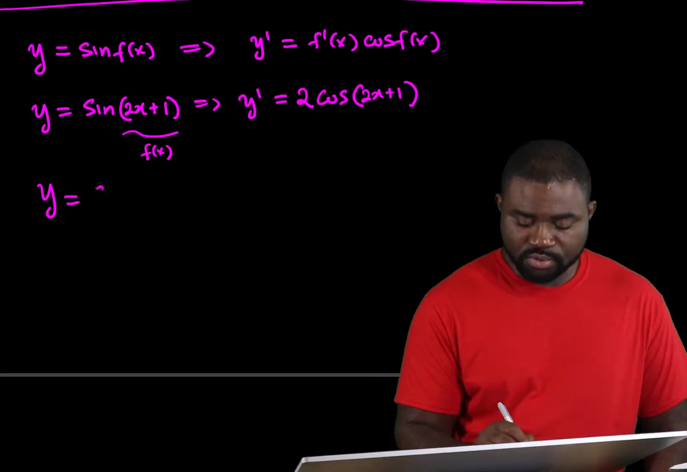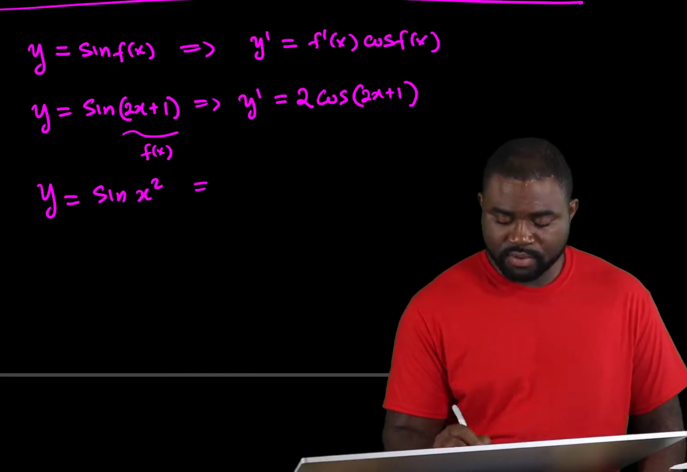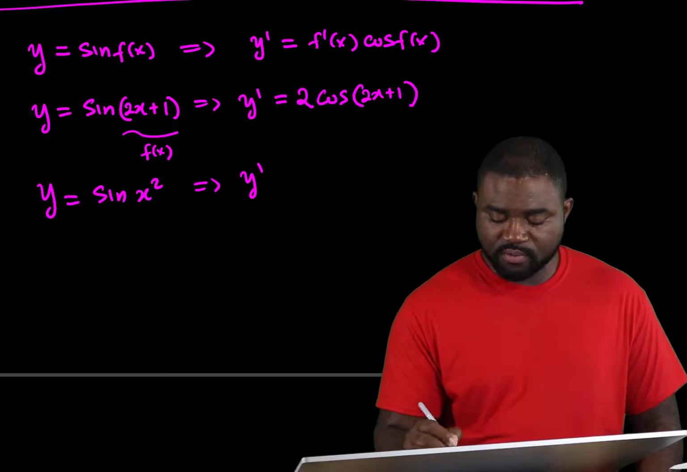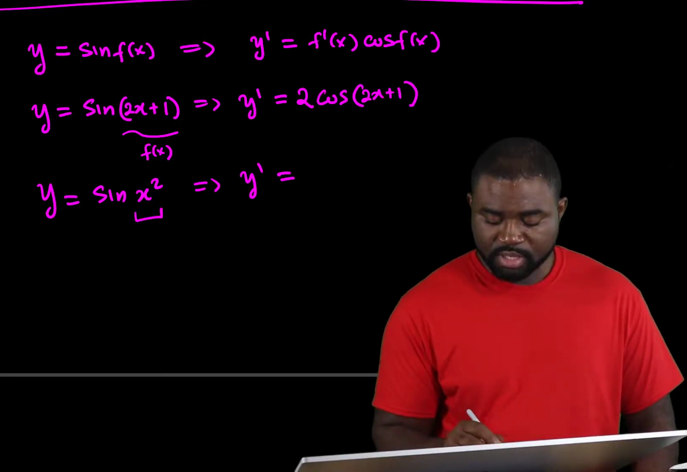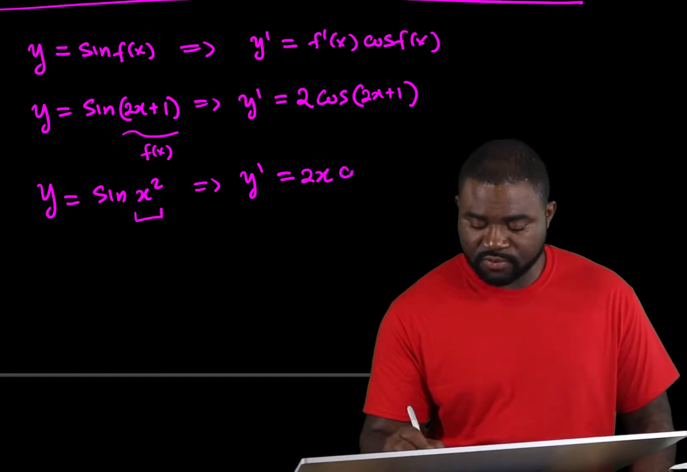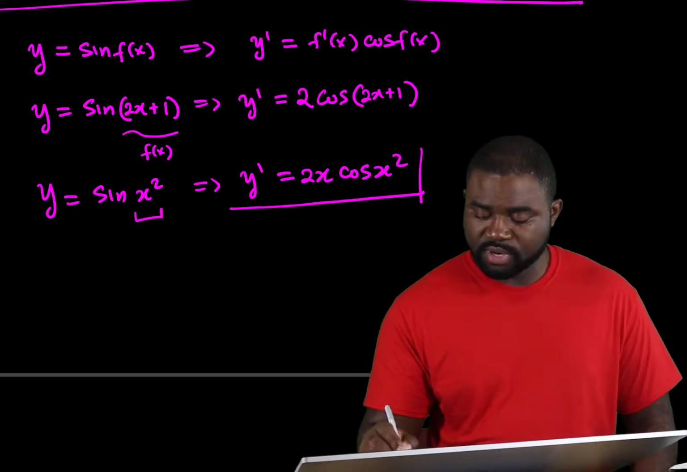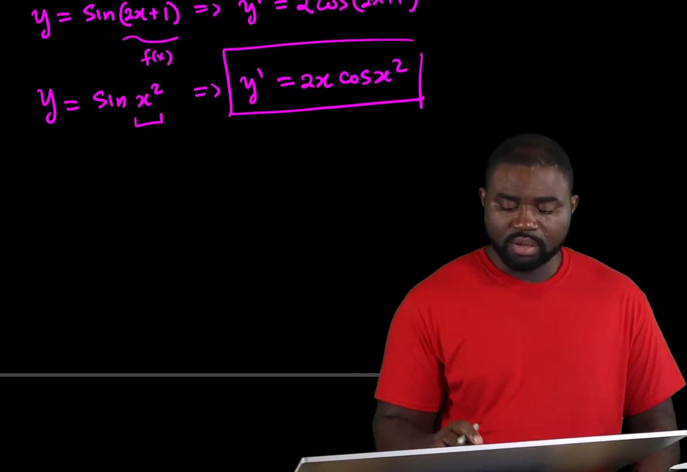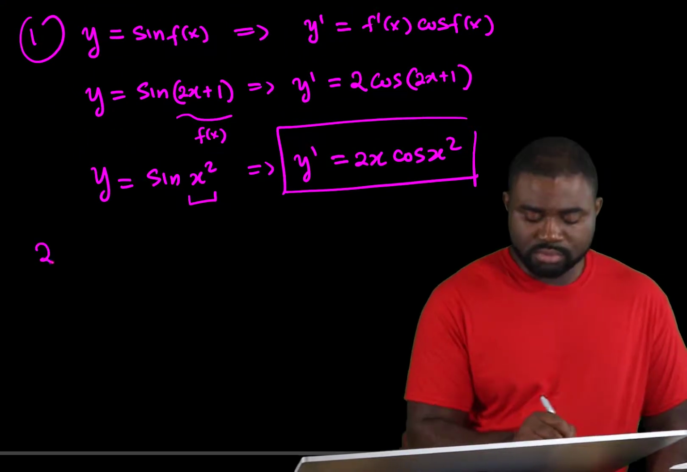Let me give you another example. If y is equal to sine x squared, this implies that y prime will be equal to, in this case, this is f of x, so f prime of x is just 2x, so y prime is 2x cosine x squared. And this will be our answer. So we have here, this is 1, 2.